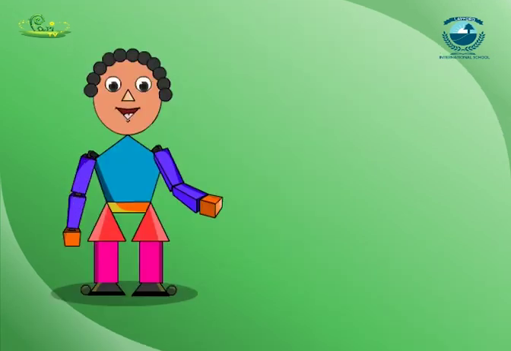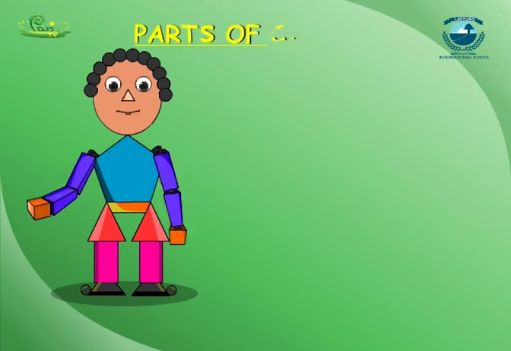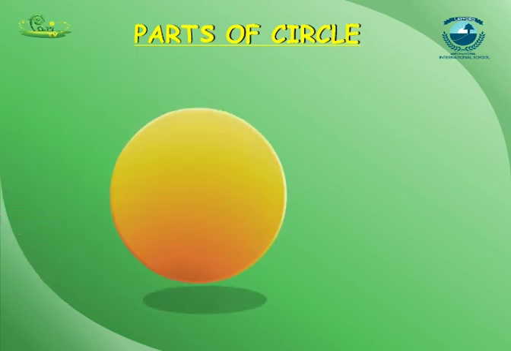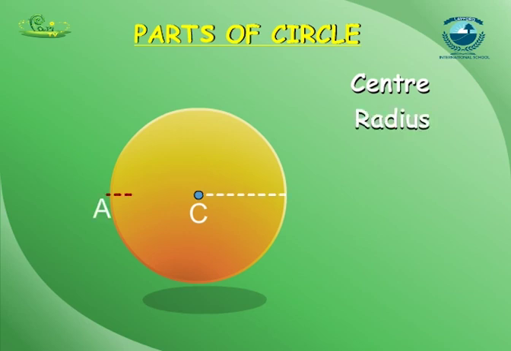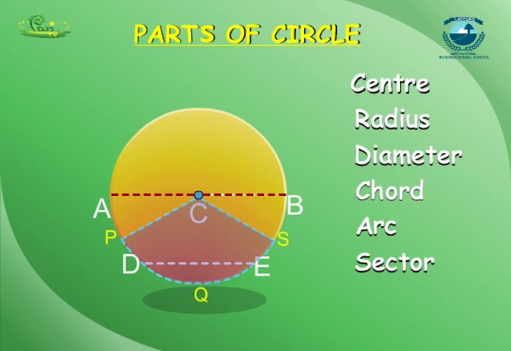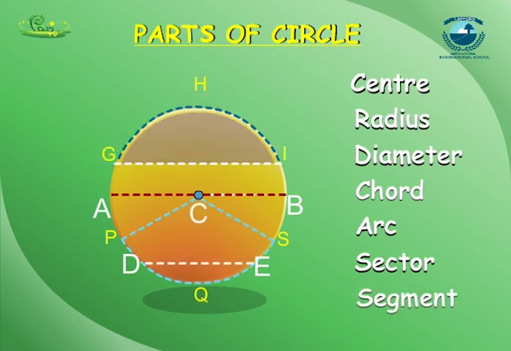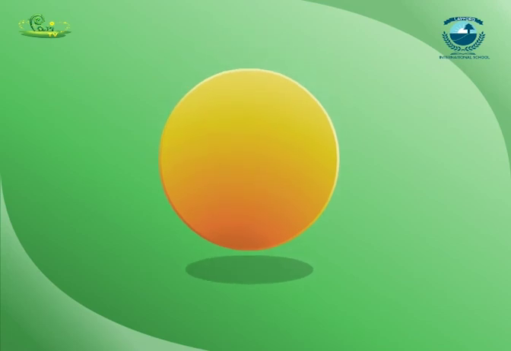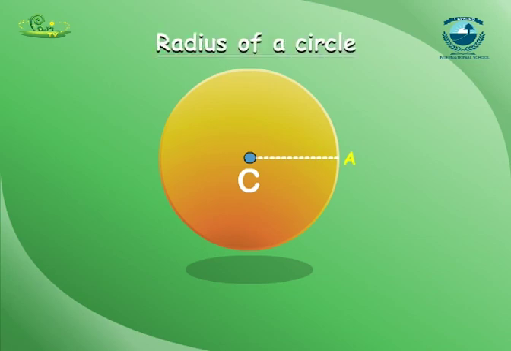Can you believe that a circle has also some parts? Now I will describe the different parts of a circle. These are, first, center, second, radius, third, diameter, fourth, chord, fifth, arc, sixth, sector, and seventh, segment. Now come to the radius. A line segment joining the center to a point on the circle is called the radius of a circle. Here, AC is the radius.